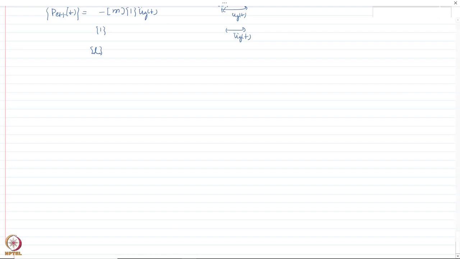Okay, so let us say I have, in this case, a building. In that building, my ground excitation ug(t) is along the degrees of freedom, so I could write this as 1, the influence vector is 1.